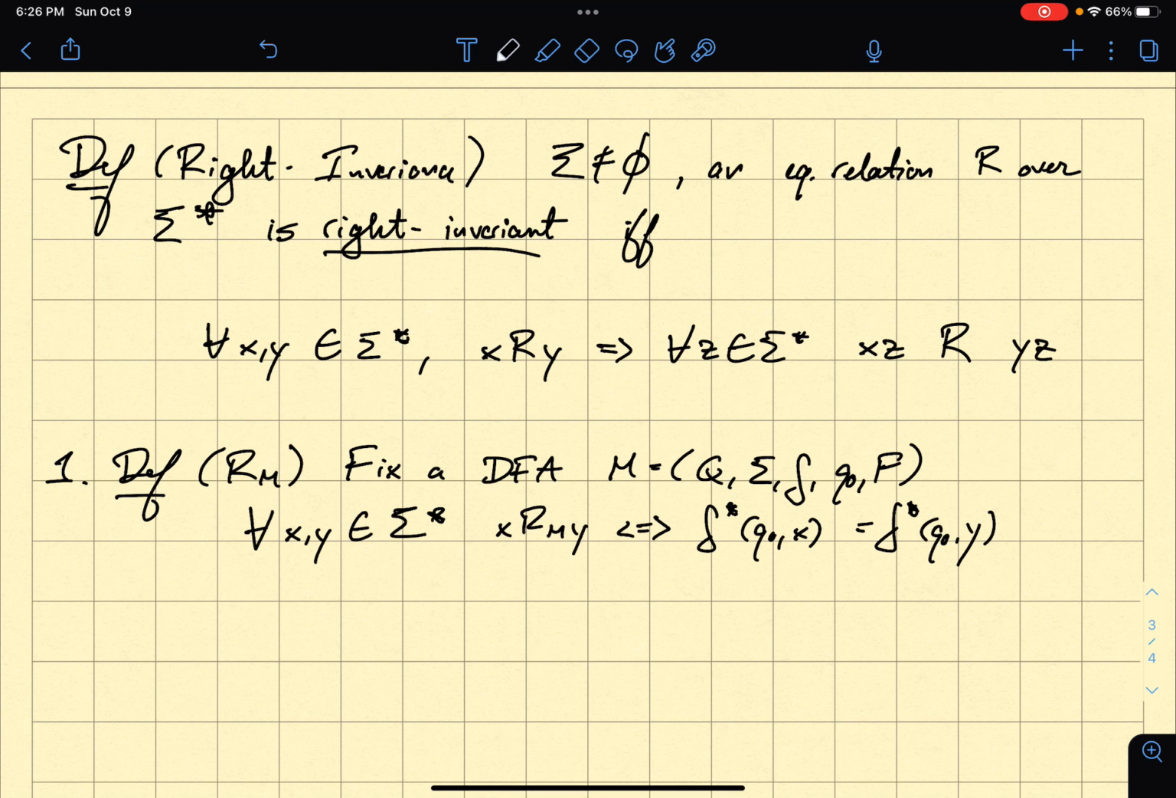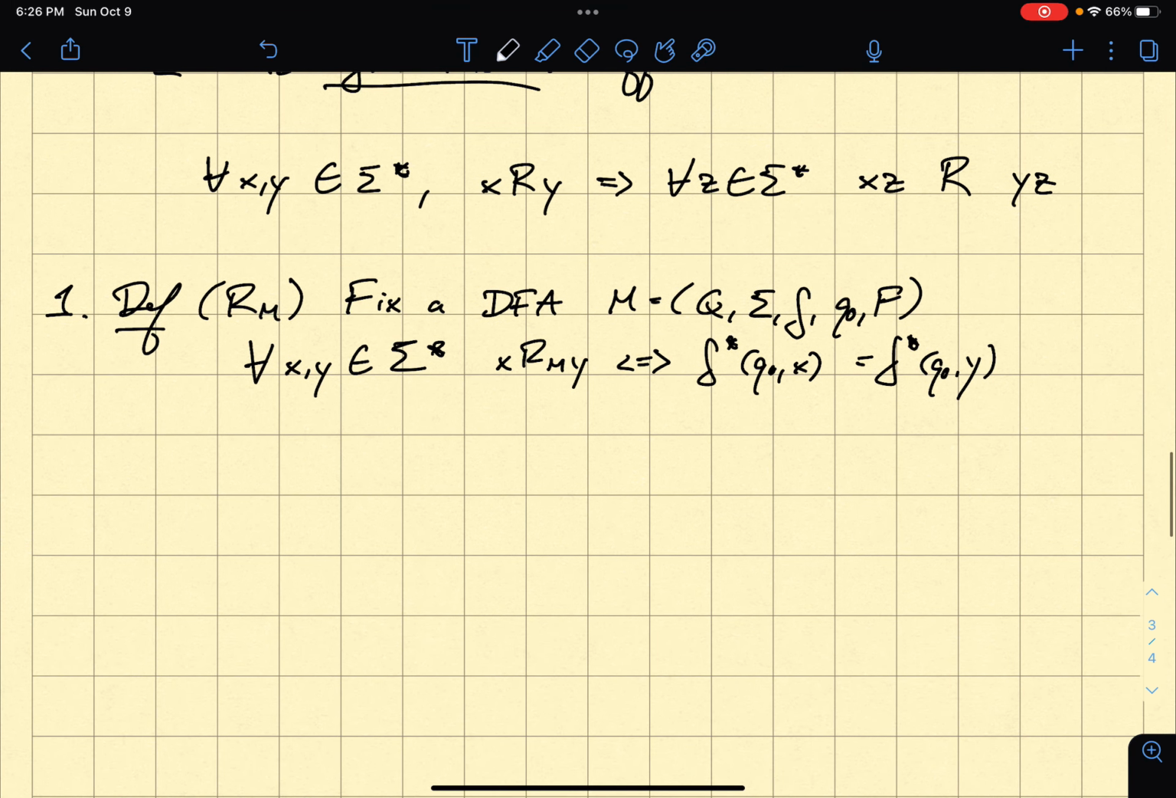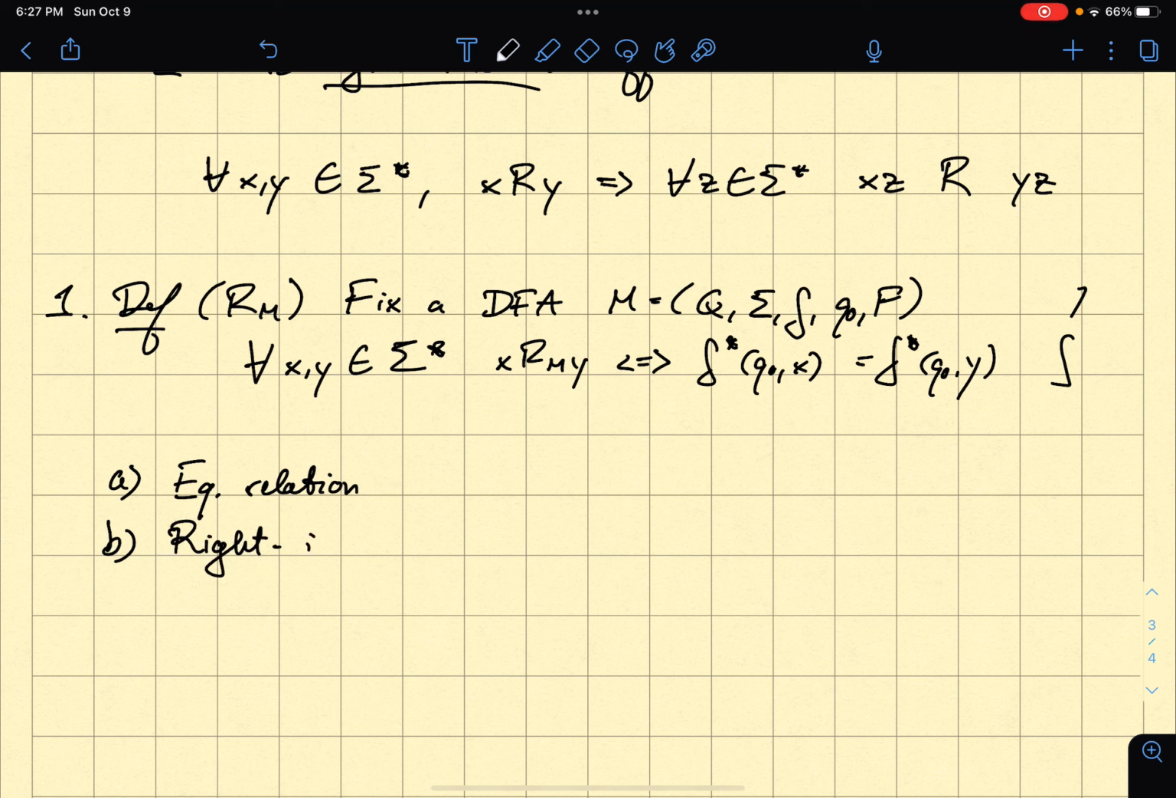So first of all, this is just a relation for now. The first thing would be to show that this is an equivalence relation. I won't do that because I didn't do it in the lecture, and I think it's relatively easy to check. What's more interesting is to see that this is an equivalence relation that's right invariant. Okay, so why is it right invariant?